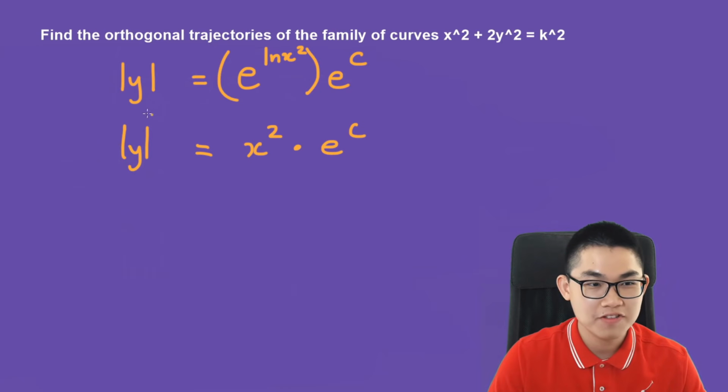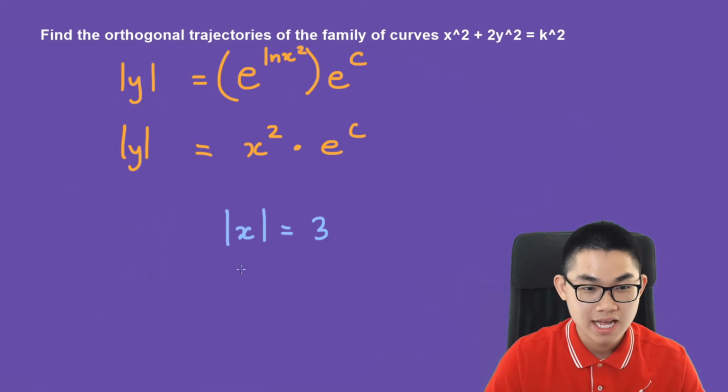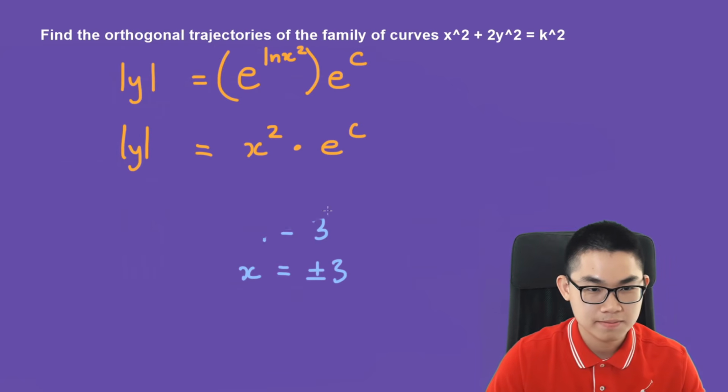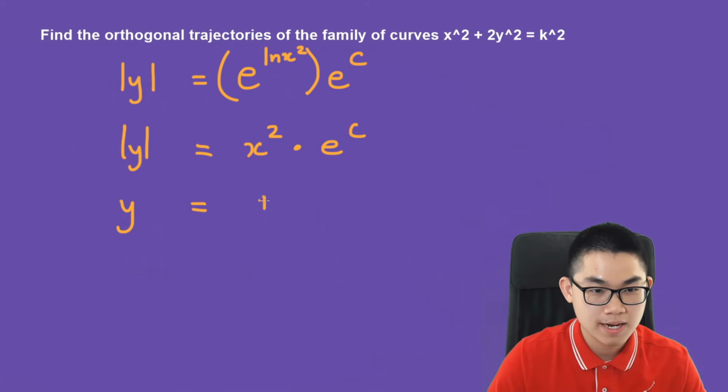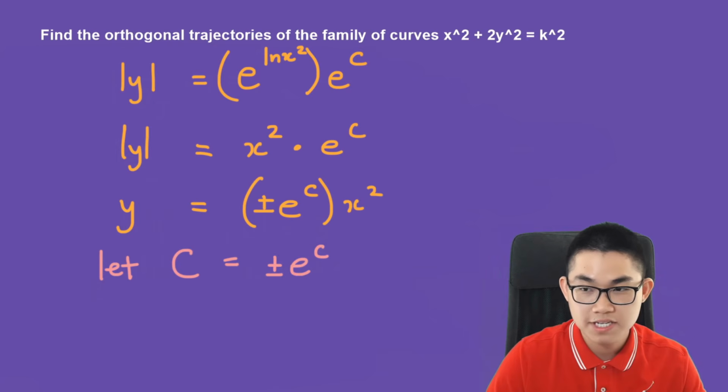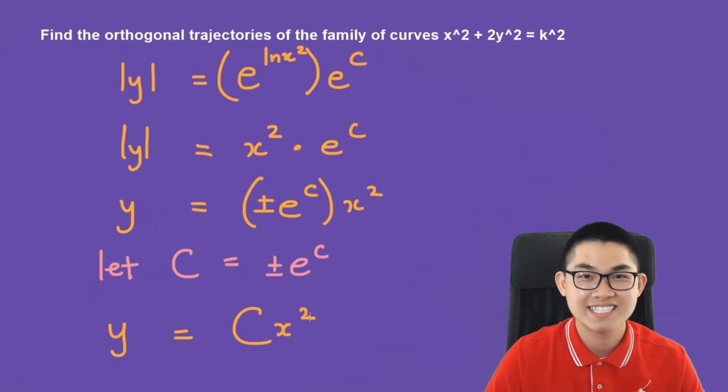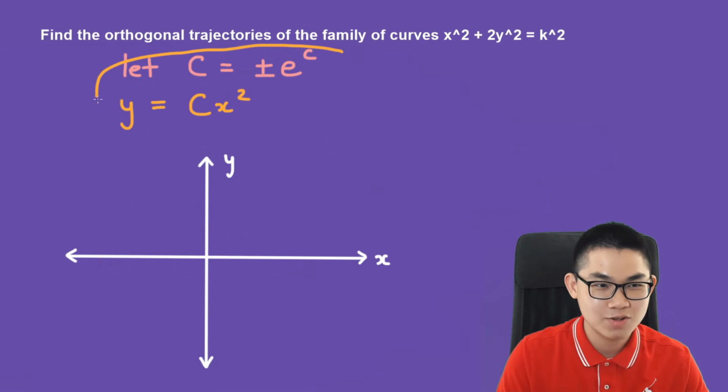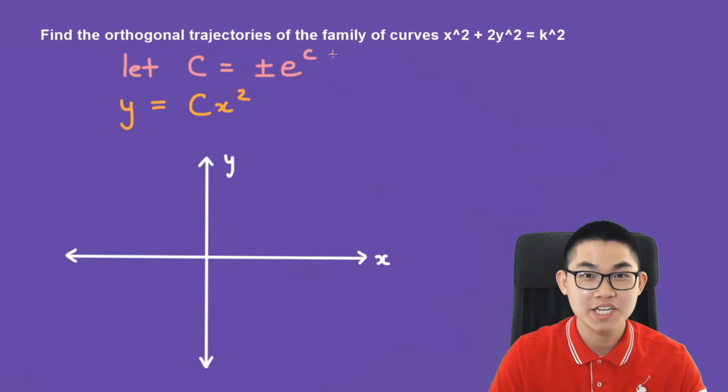Now, how to get rid of the absolute value? If you remember, if we have, let's say, the absolute value of x is equal to 3, then x will be plus and minus 3. And we'll do the same thing here. So y is equal to plus and minus e to the power of c times x squared. So let c be equal to plus and minus e to the power of c. Then we have y is equal to c times x squared. And this is the solution to this problem, and that's the equation of family B.